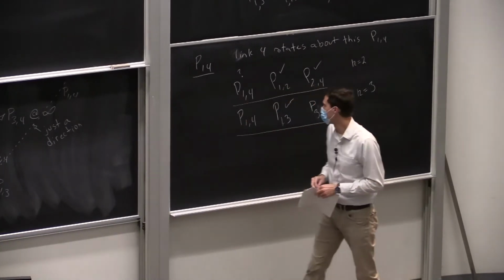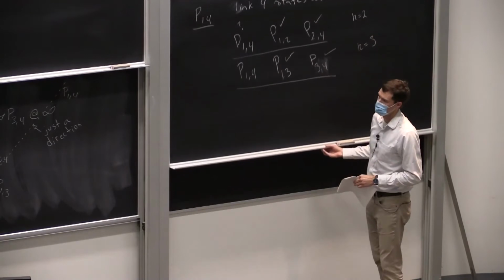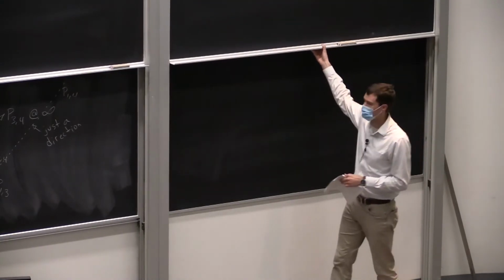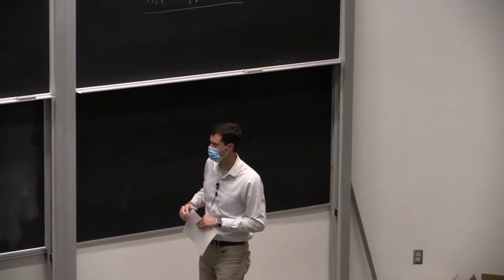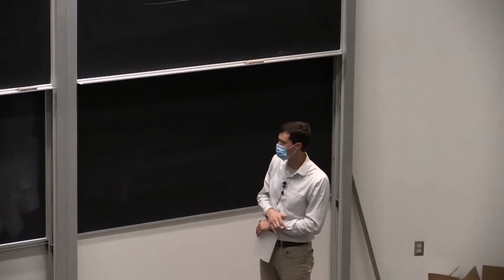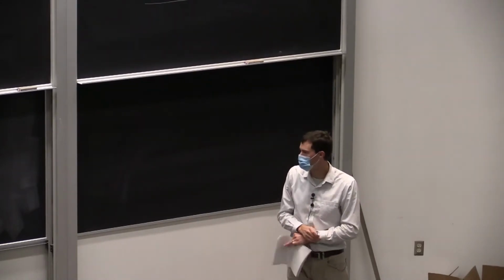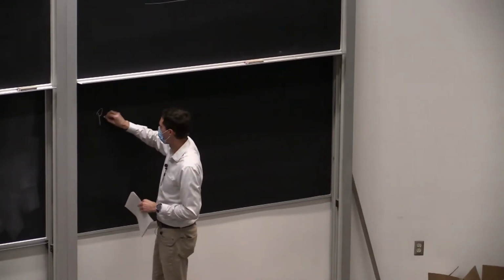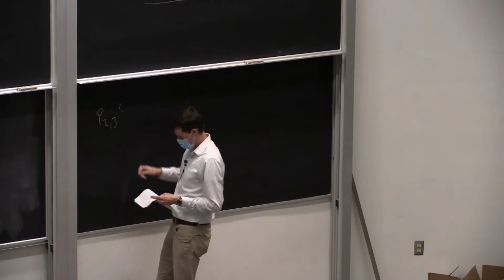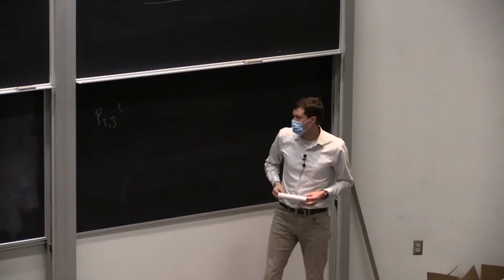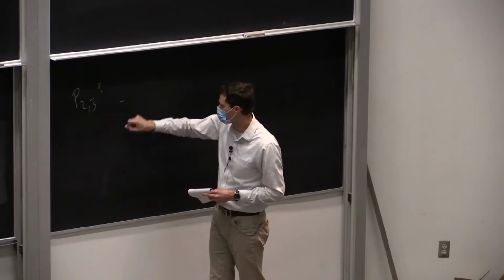Okay, the remaining one is P24, right? P24, no. What's the remaining one that we haven't found yet? 2,3. P23. So we can do the same thing. Let's try it by Kennedy's theorem. So we're going to have 2 triplets.